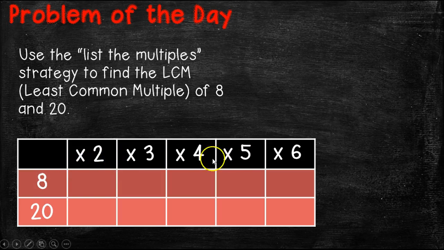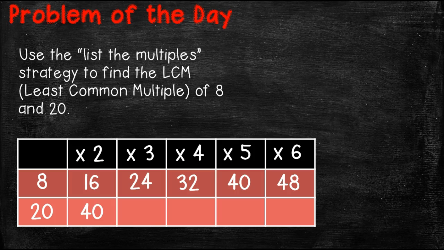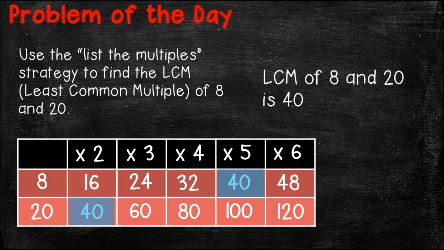So we're going to go through and multiply each of these by the number above. So 8 times 2 is 16, 8 times 3 is 24, 8 times 4 is 32, 8 times 5 is 40, and 8 times 6 is 48. Now let's do the 20s. 20 times 2 is 40, 20 times 3 is 60, 20 times 4 is 80, 20 times 5 is 100, and 20 times 6 is 120. So now we need to look and see what is the lowest multiple that both 8 and 20 have in common. Do you see one? I do. It's 40. So the least common multiple of 8 and 20 is 40.